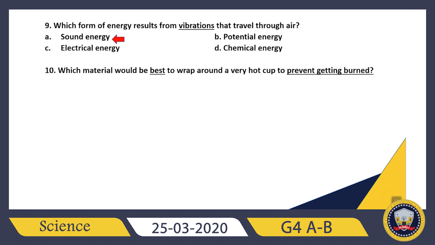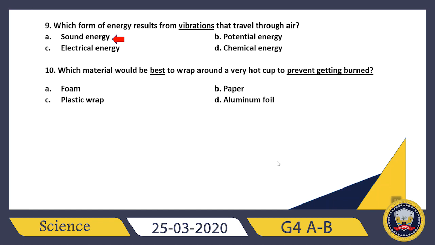Number 10. Which material would be best to wrap around a very hot cup to prevent getting burned? If you are holding a hot cup of tea or milk and you want to prevent your hand from getting burned, it should be wrapped by foam, paper, plastic wrap, or aluminium foil. Which one?